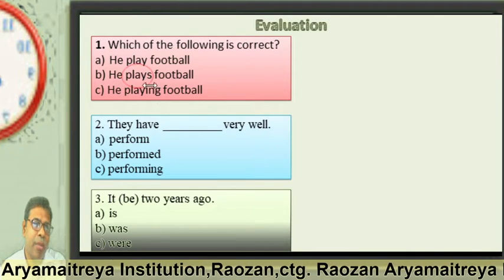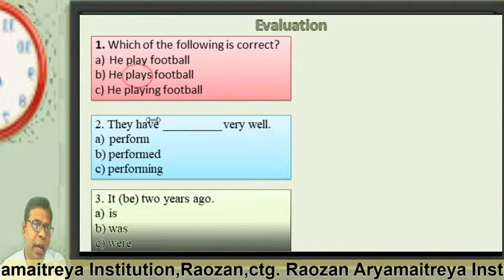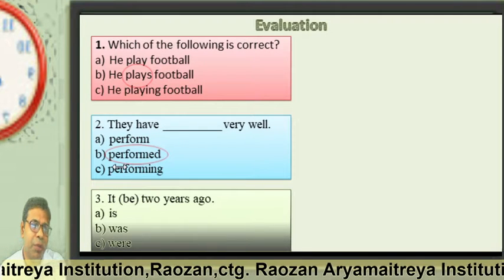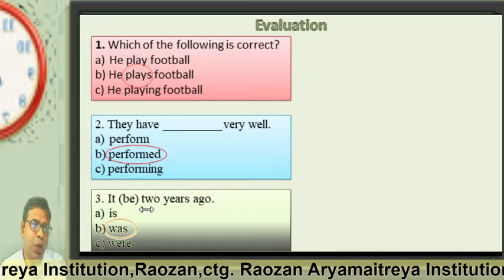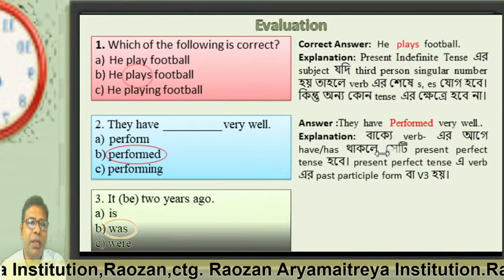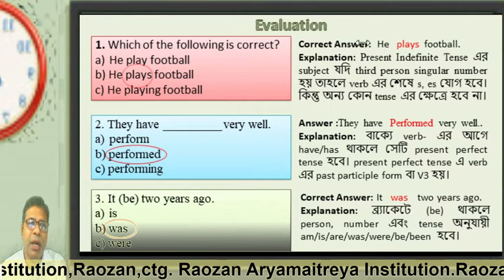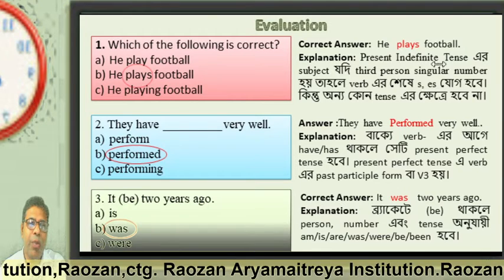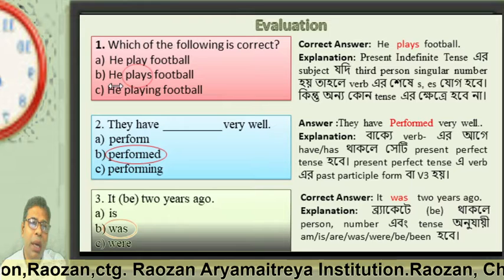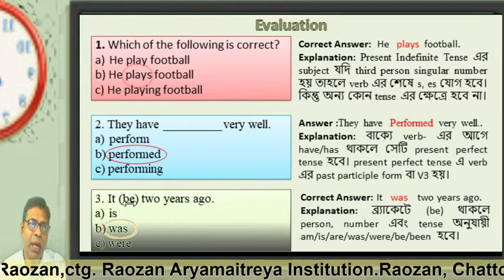Then, they have dash very well. They have performed very well, present perfect. It was two years ago, this indicates past tense. So here is an instruction for your better understanding. Dear students, write it very carefully. Pause the video: why he plays, why they have performed, and why it was.